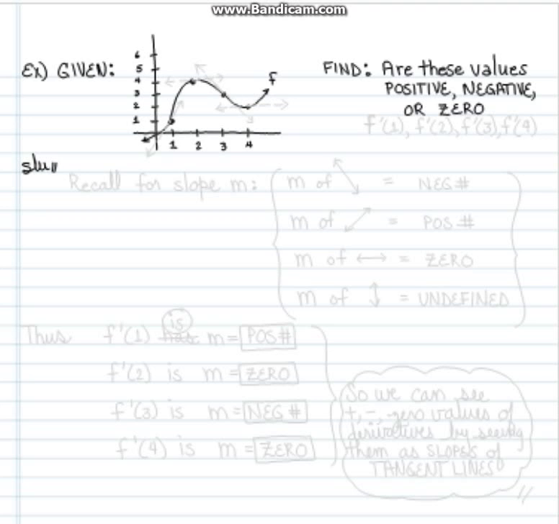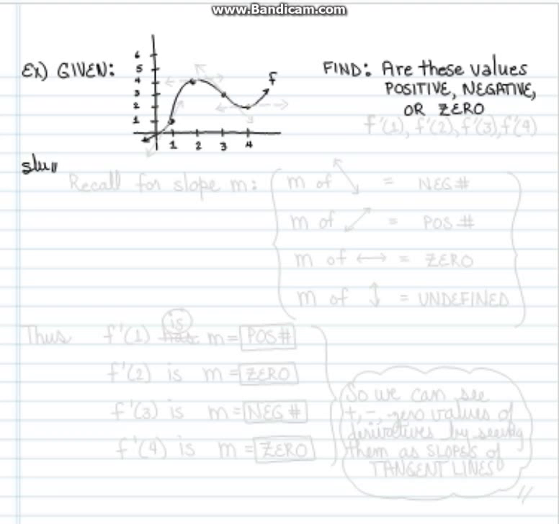Okay, hi. Now we're going to do an example where we're given this graph of a curve f, and we've labeled the x coordinates and some y coordinates, and we're asked to find whether these values are positive, negative, or zero. What values? Well, recall we're working with a function which we call the derivative. It's a derivative function, if you'd like to say it that way. It is a function of x.